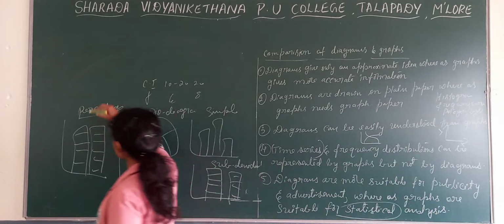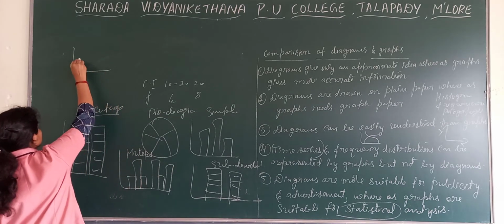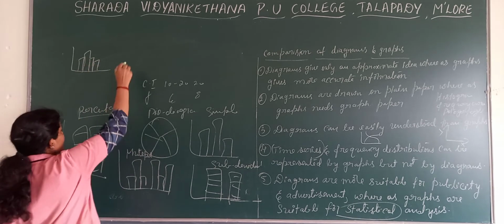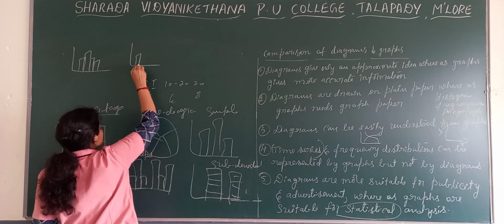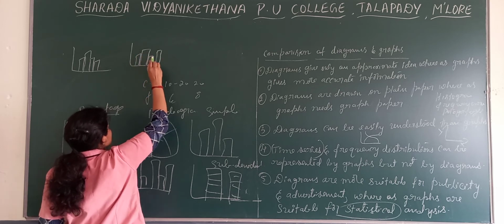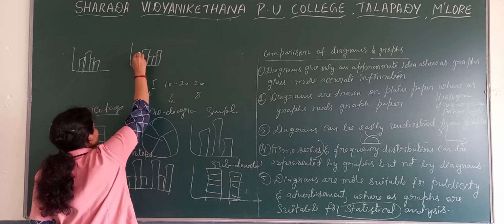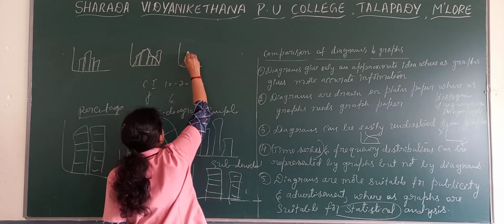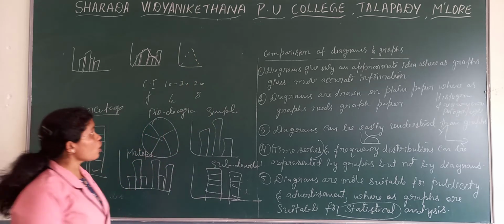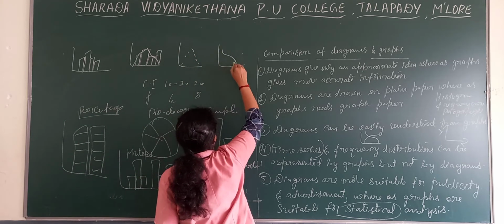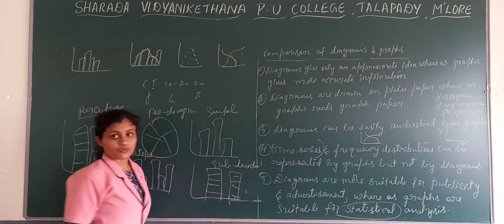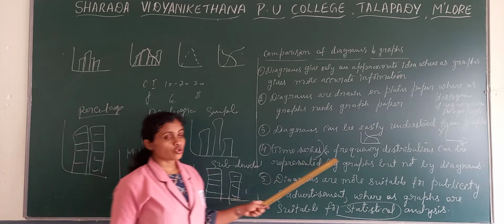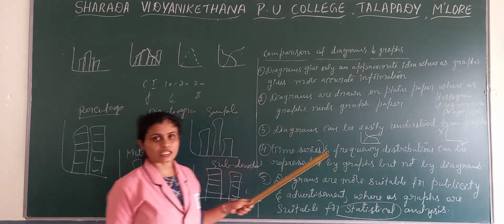Graphs are histogram, then there comes frequency polygon or frequency curve or else ogive, less than ogive and more than ogive. These four are graphs which we are using to represent the frequency distribution.